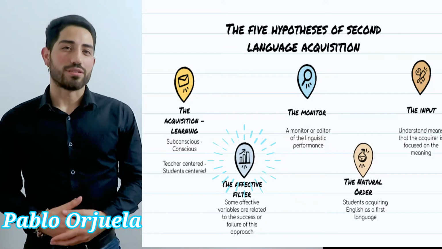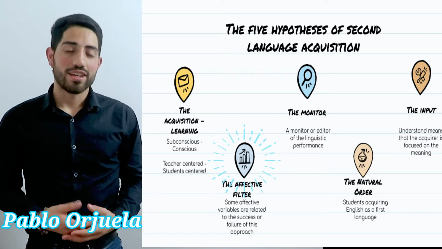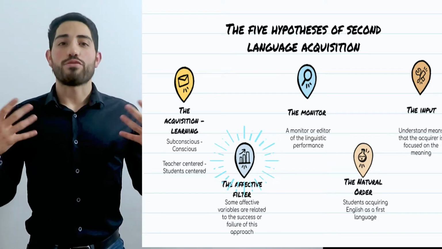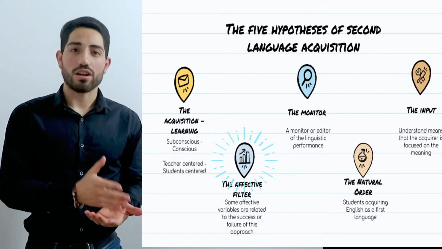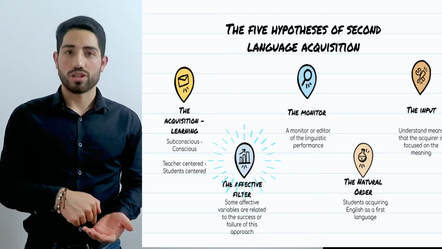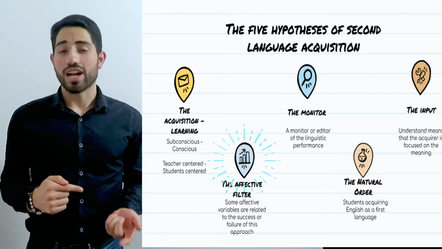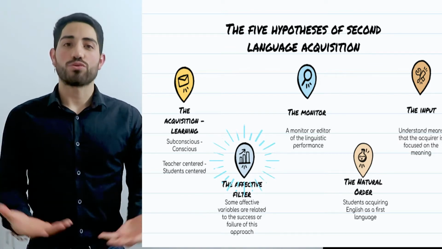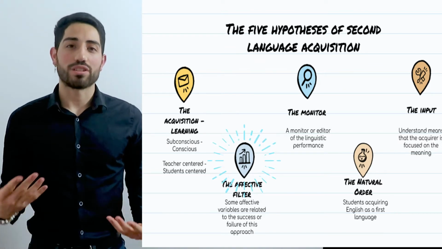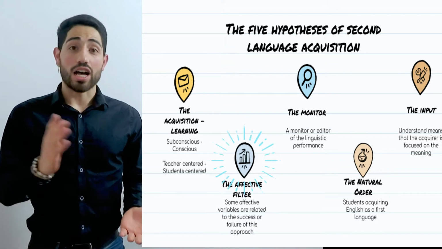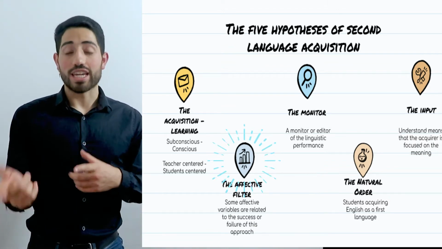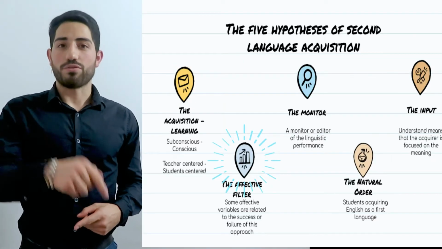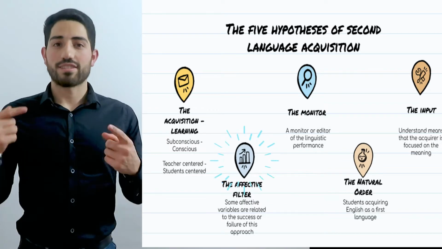The affective filter states that there are some affective variables that are related to the success or failure of this approach. It means that the teacher has to create a good atmosphere in order to promote the participation of the students. And also it is necessary to avoid anxiety in the students. You can notice the affective filter in the next example.